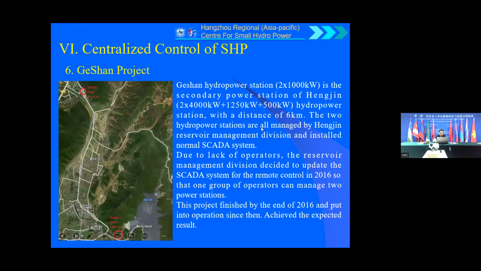The two hydropower stations are both managed by the Hengjing Reservoir Management Division and had a normal SCADA system installed. Due to a lack of operators, the Reservoir Management Division decided to upgrade the SCADA system for remote control in 2016, so that one group of operators can manage two power stations. This project was finished by the end of 2016 and put into operation, achieving the expected results.